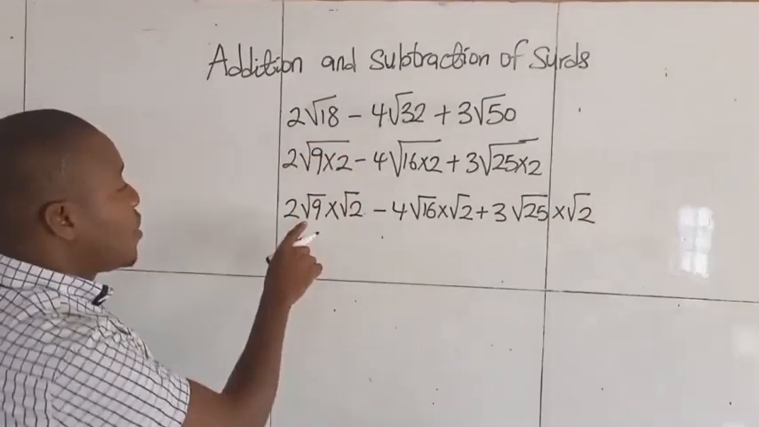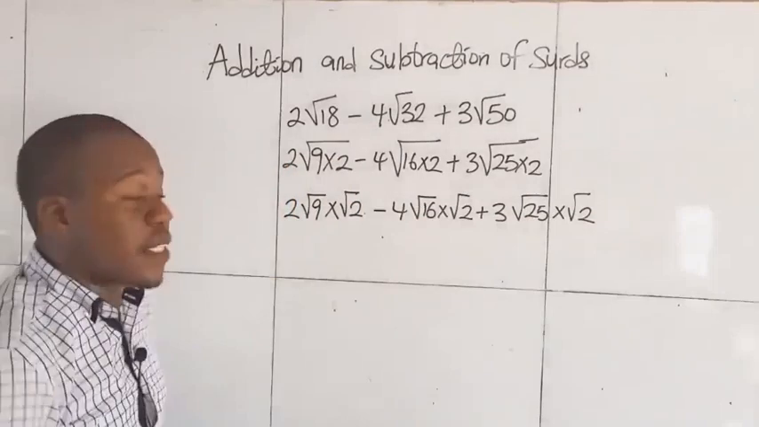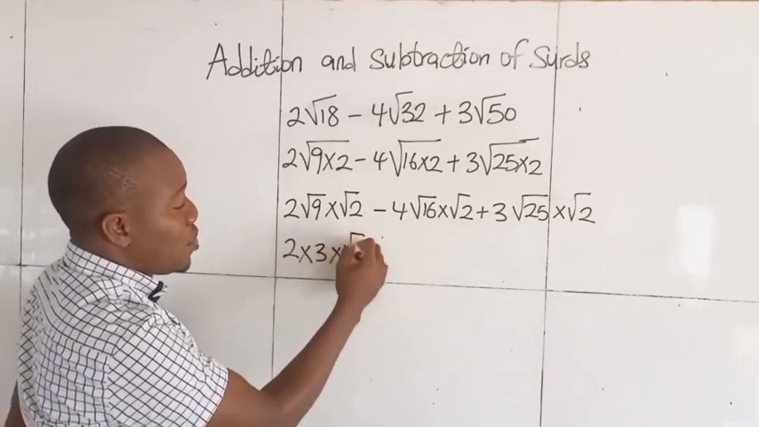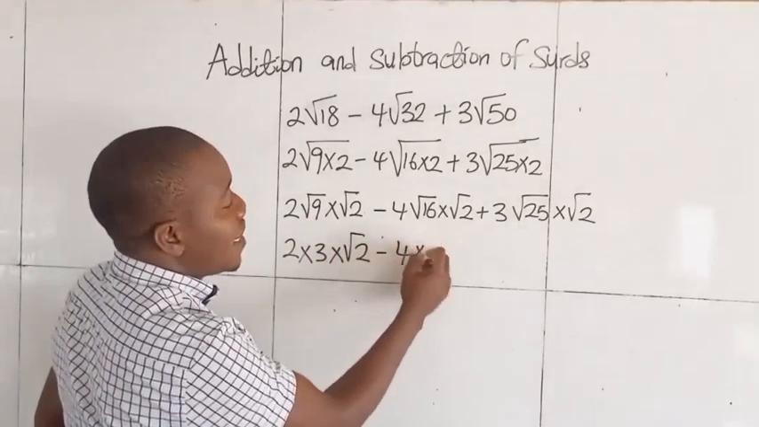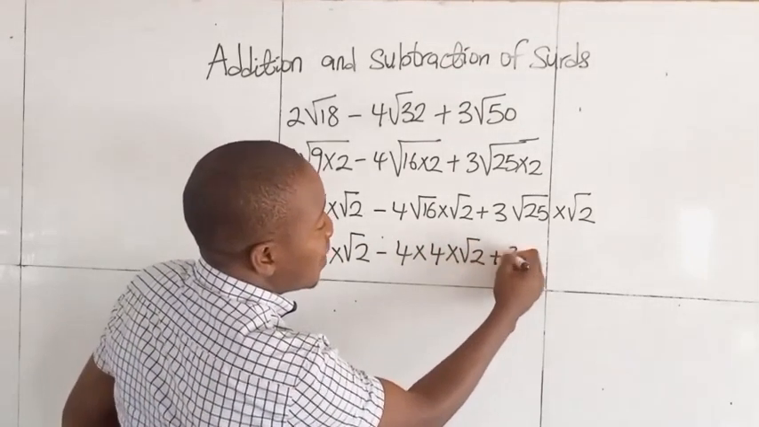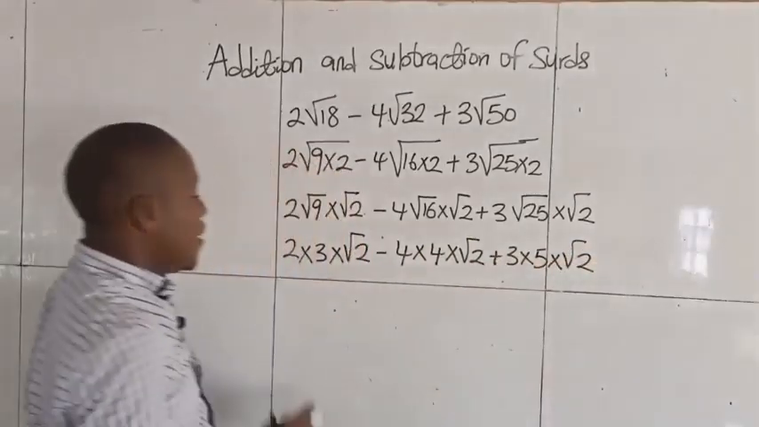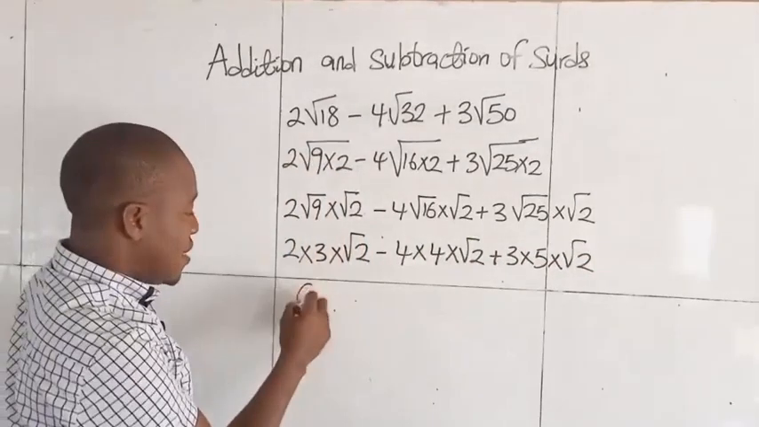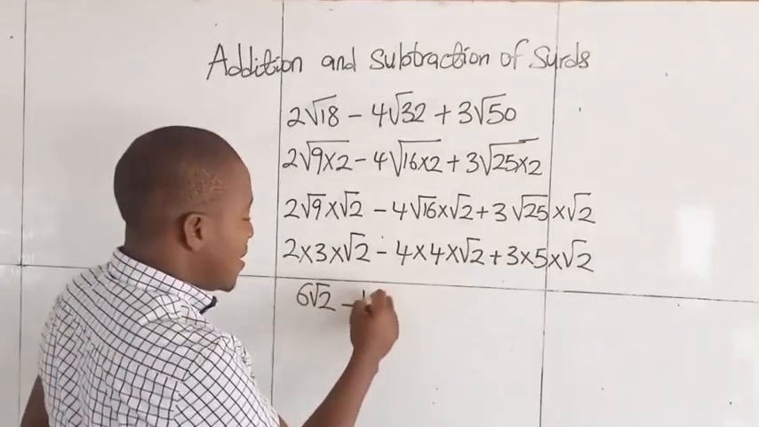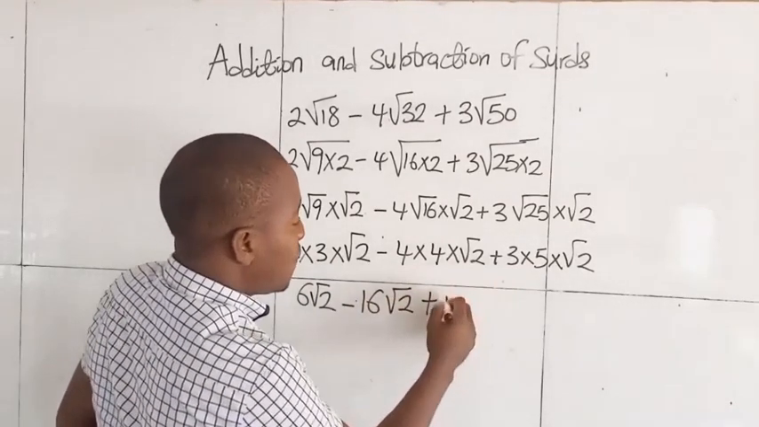When I proceed further, we can find the square root of 9, square root of 16, square root of 25 because they are all perfect squares. So this is 2 times square root of 9 is 3 times root 2 minus 4 times square root of 16 is 4 times root 2 plus 3 times this is 5 times root 2. 2 times 3 is 6. So we have 6 root 2 minus 4 times 4, 16. So I have 16 root 2, then plus 3 times 5, 15.